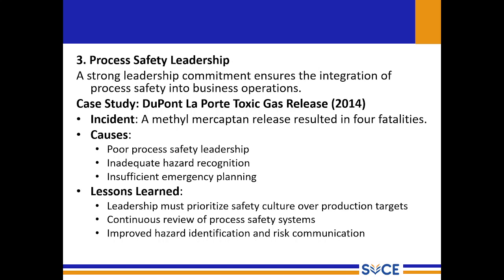Gas detection and alarm systems must be installed and tested periodically. Workers should be trained to recognize and respond to hazards, and improve hazard identification and risk communication. Employees should be educated on potential workplace hazards. Companies must establish clear safety communication channels. Emergency drills should be conducted frequently to ensure quick response during incidents. The DuPont La Porte toxic gas release 2014 disaster highlights the danger of poor safety leadership and the need for strong risk management practices.